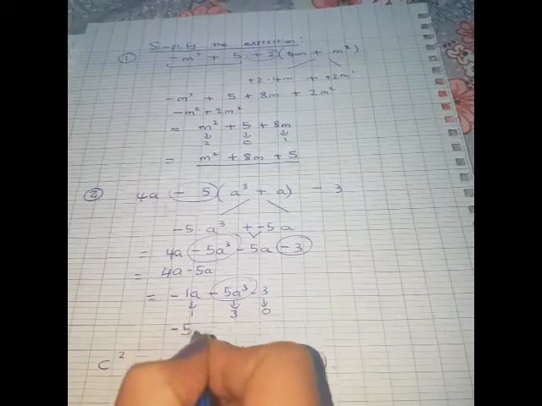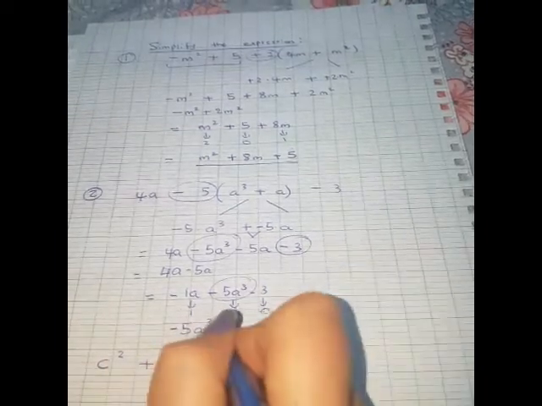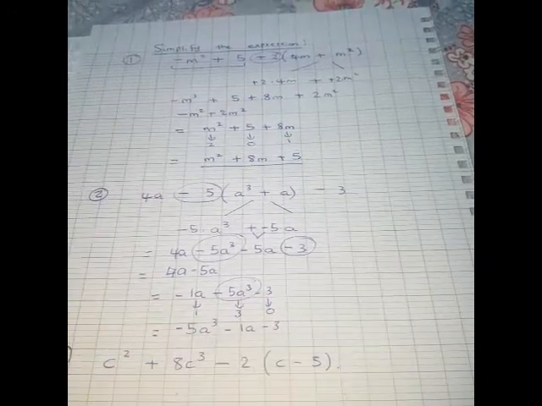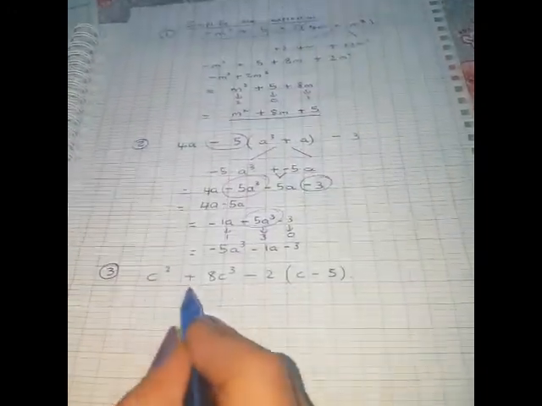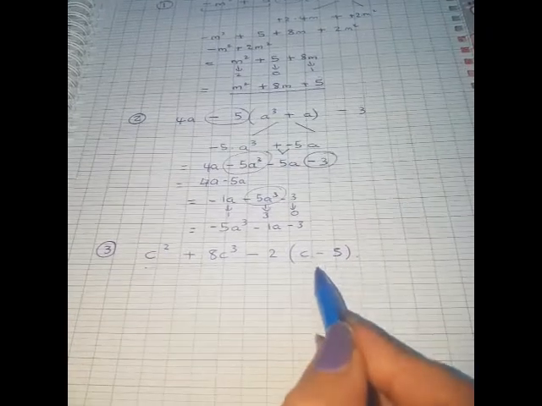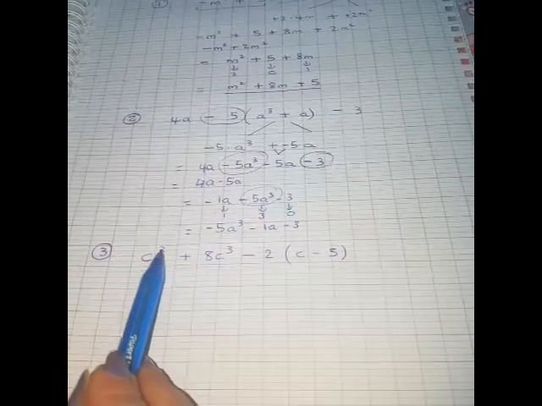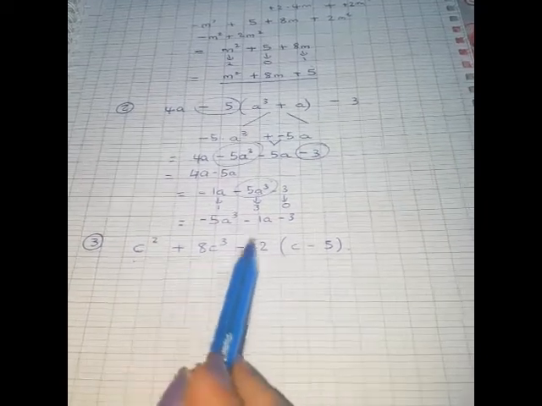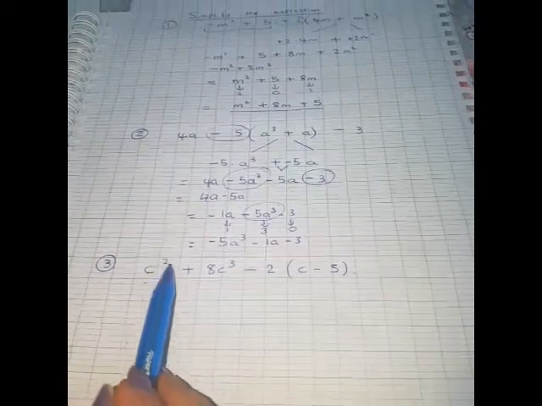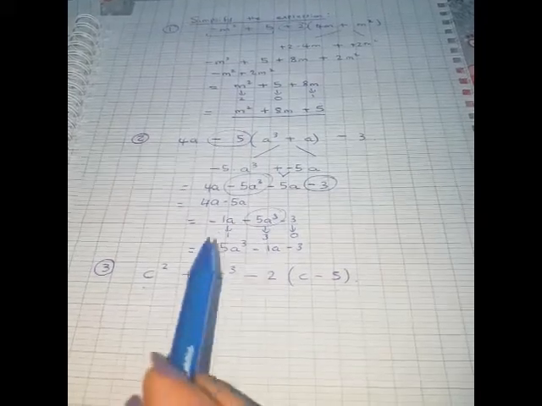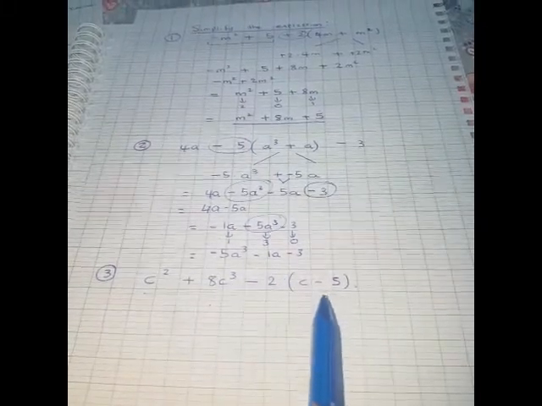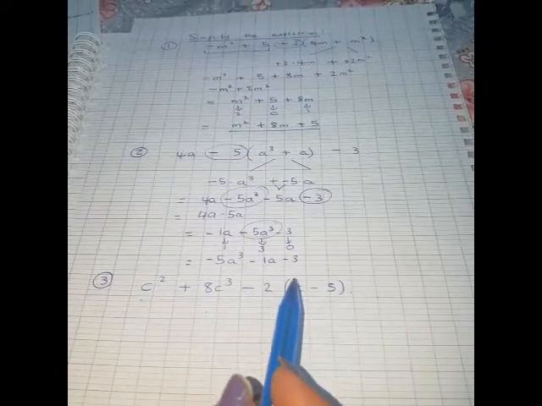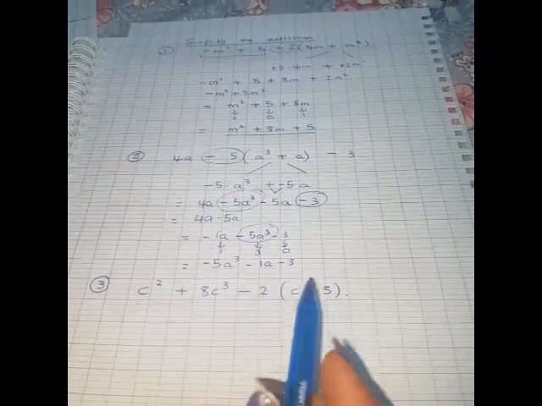So it's negative 5a to the third minus 1a minus 3, and that's my answer. The third example is this. Always remember, I cannot add a c to the second to a c to a third to a c. Each one is different because you have to only add the variables that have the similar exponents, not the ones that have different exponents, even if the alphabet or the variable is similar.